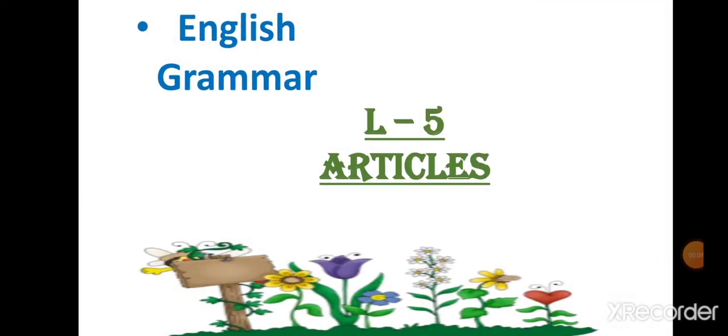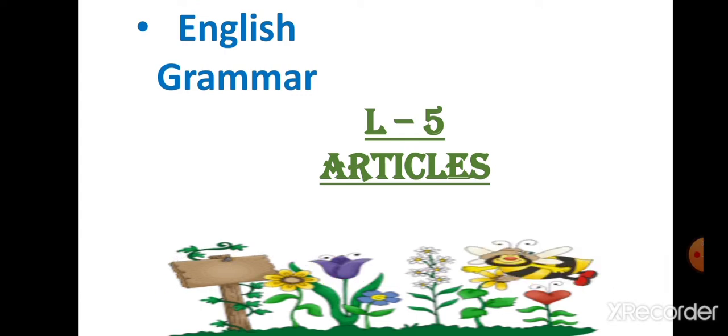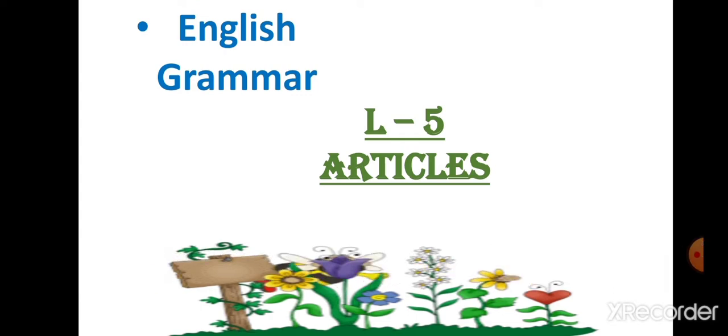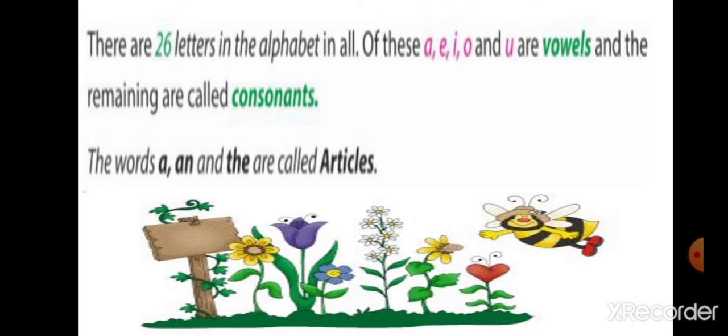Today in our grammar class, we are going to learn and discuss lesson 5, articles. Now kids, how many letters are there in the alphabet? There are 26 letters. From them, how many vowels are there? There are 5 vowels. Which are they? A, E, I, O and U. These 5 are vowels and the remaining are consonants.